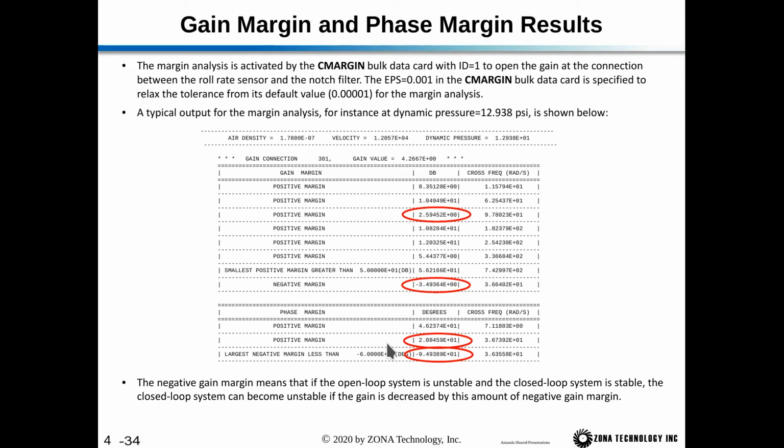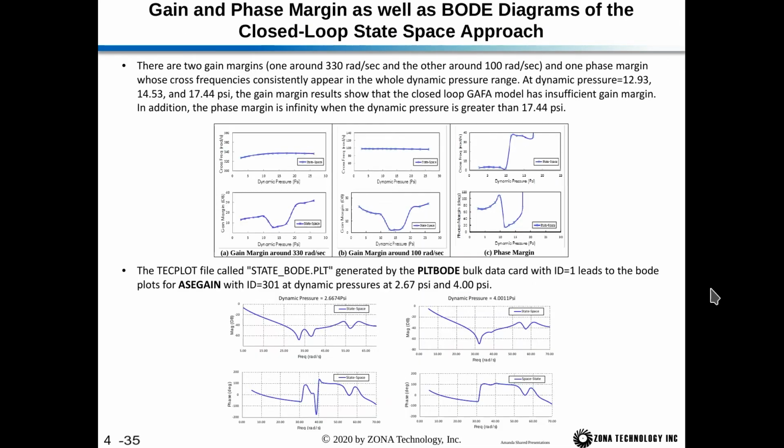If we look at our phase margins, the smallest positive phase margin is 20 degrees, and the smallest negative phase margin is minus 95 degrees. So now we'll plot the gain and phase margins.